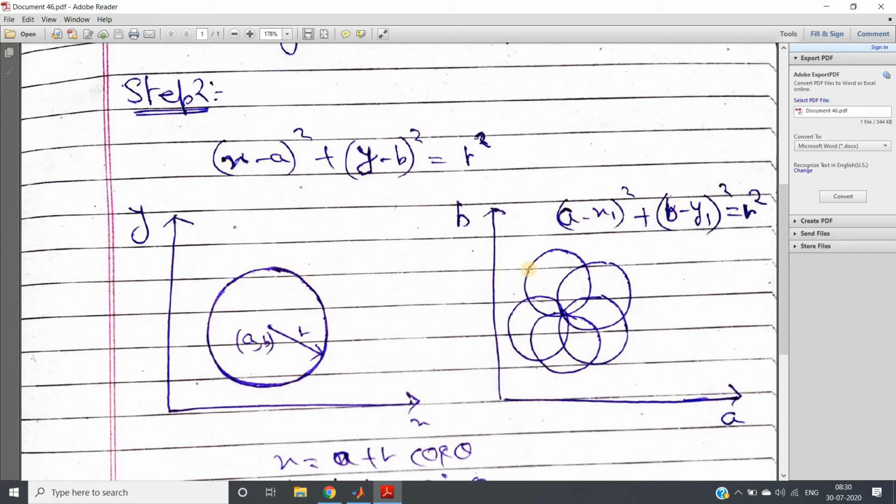Now for each xi yi present on this particular circle, we will get one circle in parameter space. Try to understand very carefully. For x1 y1, one particular point present on this circle, we get one particular circle in the AB parameter space.